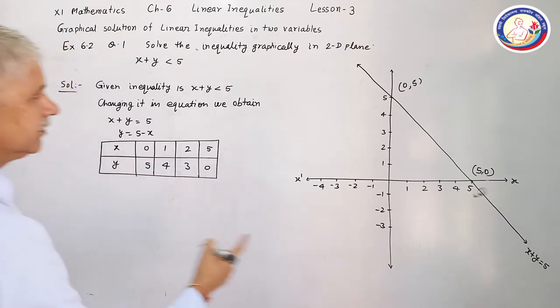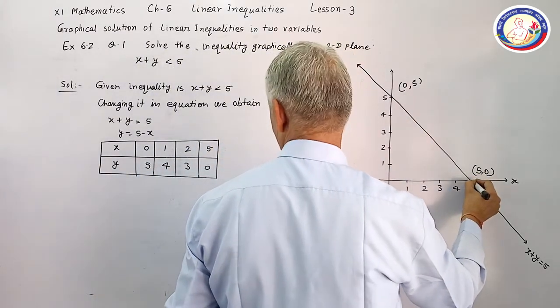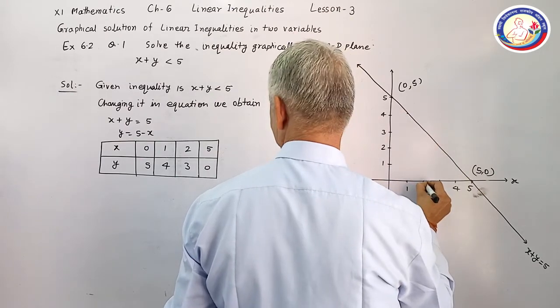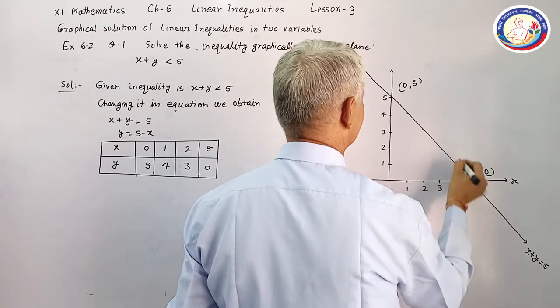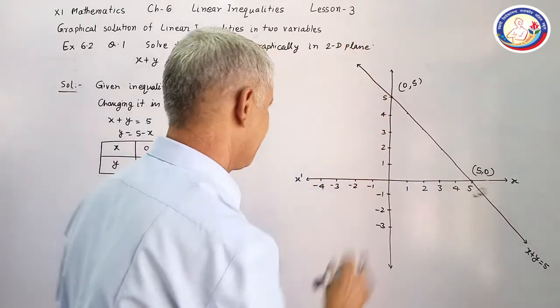Now plot them. This is 0, 5 here. This is 5, 0 here. This is 1, 4 here. This is 2, 3 here. 3, 2, it will be here. 4, 1, it will be here. So this is a graph.